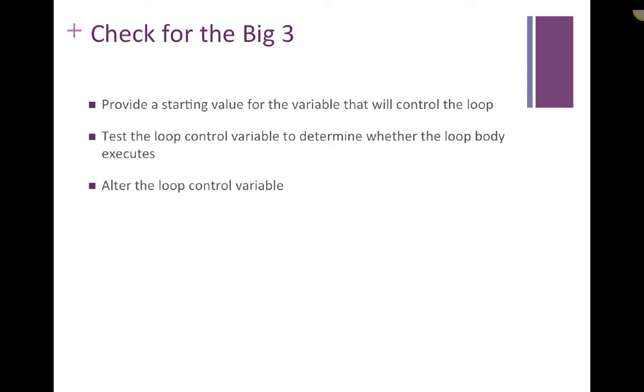When you're working with while loops, you need to check for the big three. You need to make sure that you provide a starting value for your variable that will control the loop. You need to test the loop control variable, make sure that it's a good value and that the condition is true. And then inside that loop body, you need to alter the loop control variable so that your loop can change and you can eventually get out of your loop.